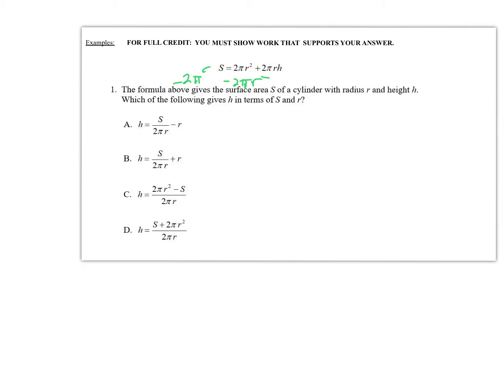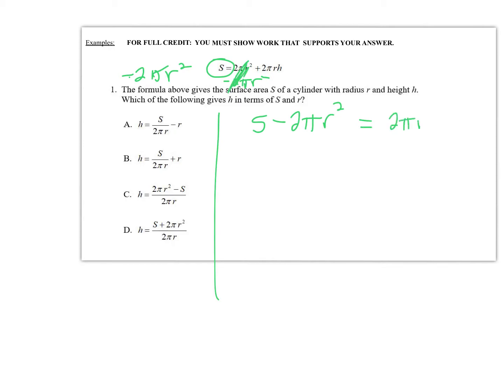That's terrible. Let me try that again. Minus 2 pi r squared. And again, I'll continue the work over here. So when I subtract it from s, we're going to have s minus 2 pi r squared is equal to, now these canceled over here, leaving 2 pi r h.